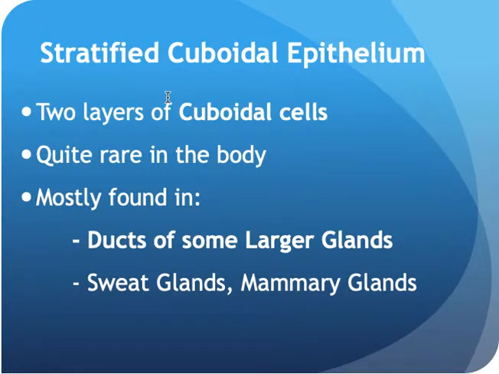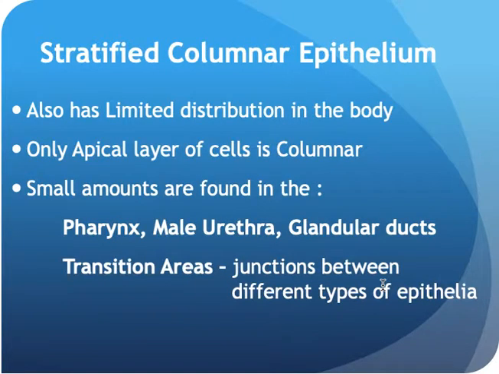Now we get to stratified cuboidal epithelium. So I get 2 layers of cuboidal cells, quite rare in the body. This is another one: if there's something that's most common in the body, that's the one you want to focus on. This one is, again, quite rare, mostly found in ducts of some larger glands, sweat glands, mammary glands. And we get to stratified columnar epithelium, which also has limited distribution in the body.